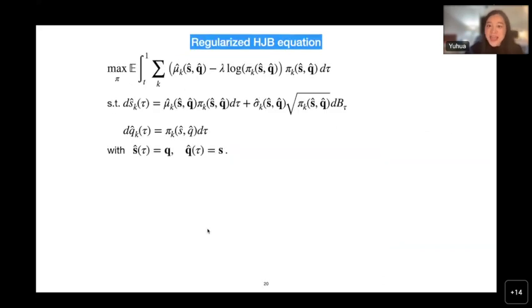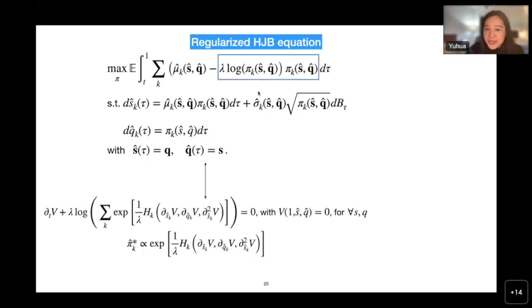Okay, and the regularized version is a very commonly used trick in finding optimal policy, where you just add a regularized term with respect to this policy. So this is the optimal control problem, where you add this regularized term in your objective function. Accordingly, you will also have a regularized version of the HJB equation. And in this case, you can actually calculate the optimal policy, which is proportional to your Hamiltonian.